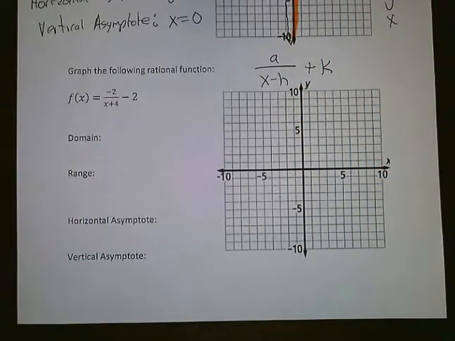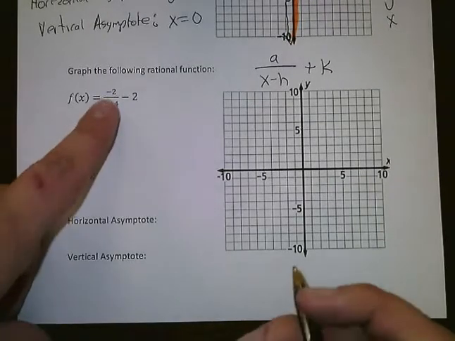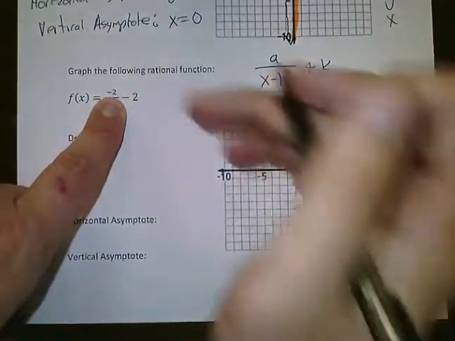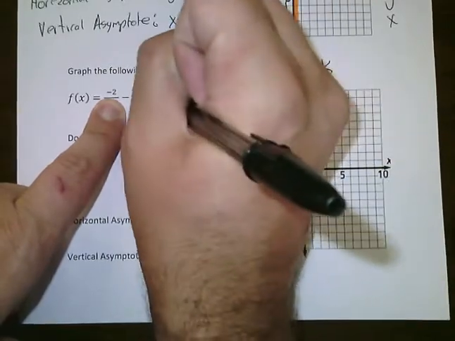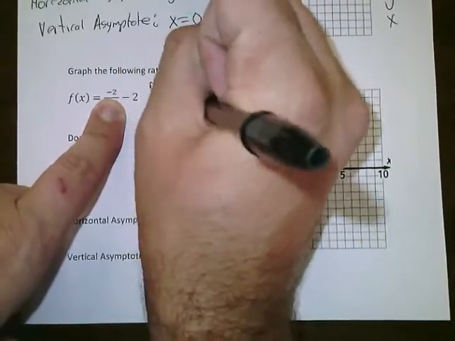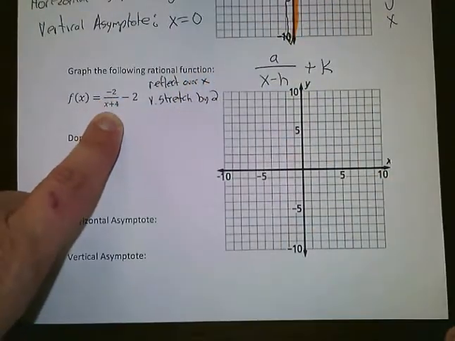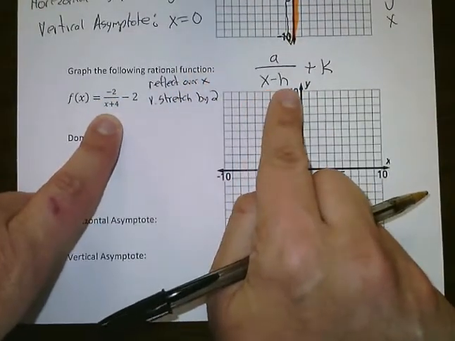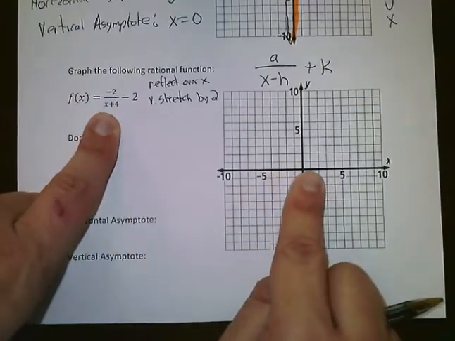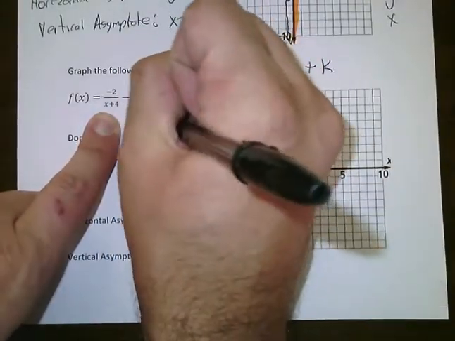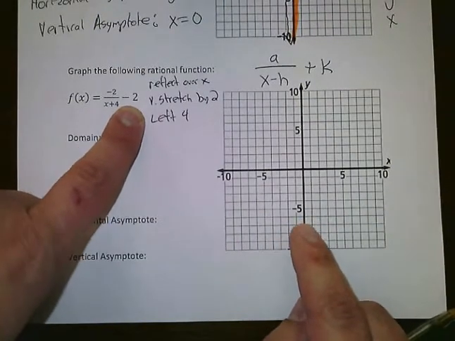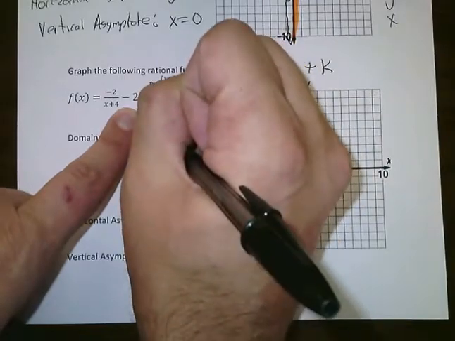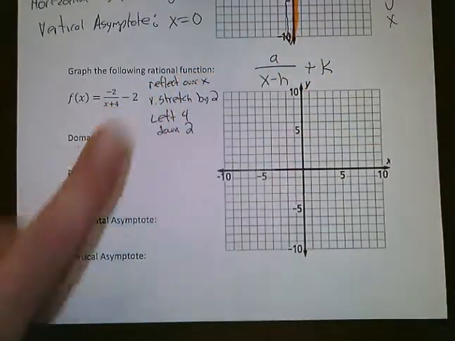So we've talked about transformations of functions before and what a can do, what h can do, and what k can do. So when I see a -2 in place of a, I know that's a reflection over x. I know it's a vertical stretch by 2. When I go to the bottom, that's the x minus h part. If I see an x plus 4, I'm not going to move to the right 4. Instead, I'm going to move left 4. So we're going to slide everything left 4. Then finally, the k in the back of -2 is going to slide everything down 2.